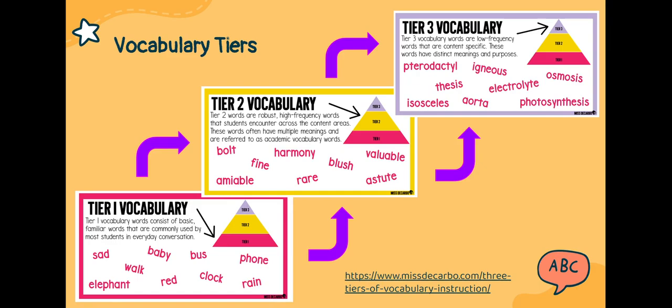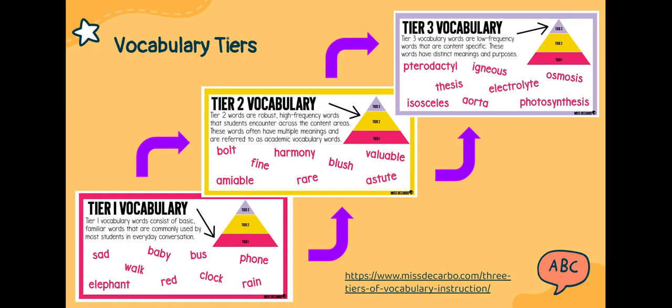Tier 2 vocabulary is made up of robust, high-frequency words that students encounter across different curricular content areas. These are high-utility and high-impact words such as reliable, astute, rare, consequence, typical, summarize, simplify, etc. These words can be applied in multiple aspects of students' lives and studies.